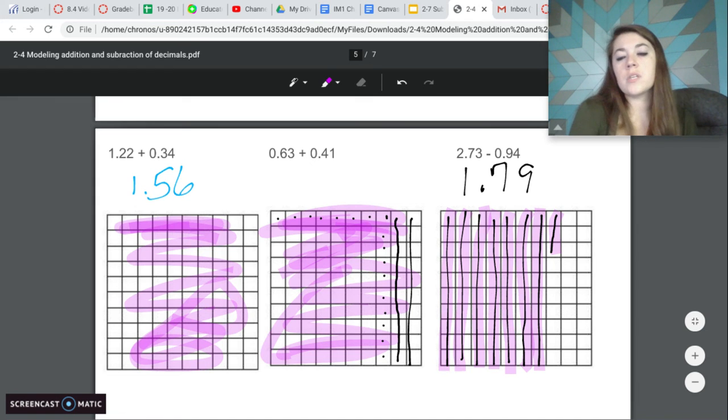Okay? So this is what you guys are going to be working on, is modeling addition and subtraction with decimals. So using these grids to help you with that. Remember, each column represents a tenth. Each little square represents 1 hundredth. And then the full big box represents one whole. Your keyword for this lesson is model. Model is your keyword for this lesson.